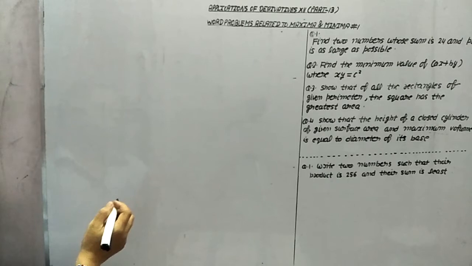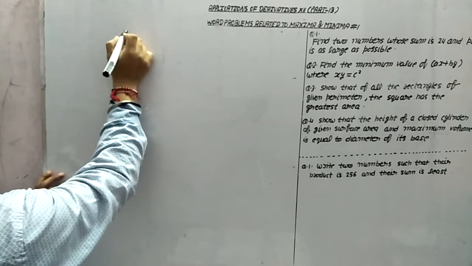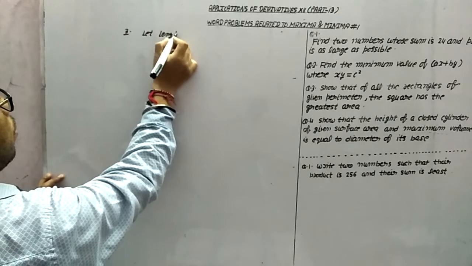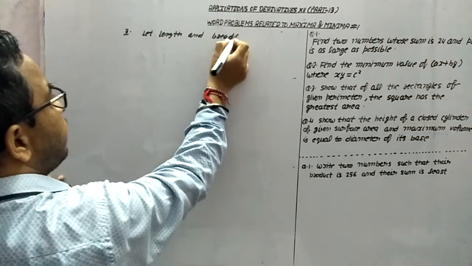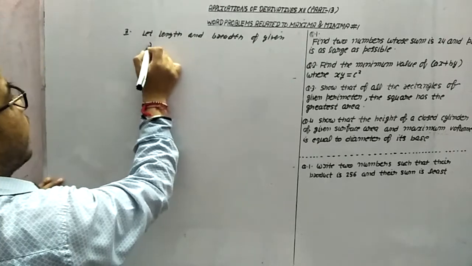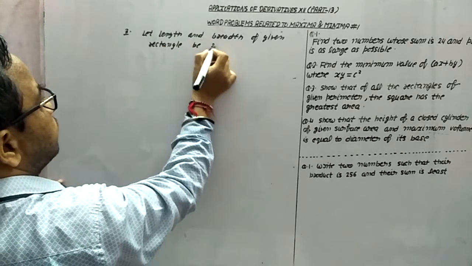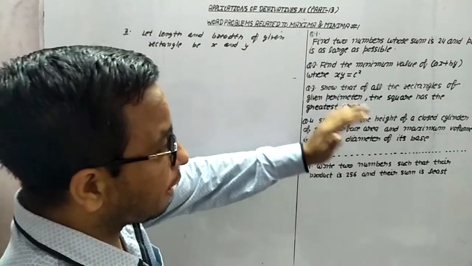Now in question number 3, show that of all rectangles of given perimeter, the square has the greatest area. Let the length and breadth of the given rectangle be x and y. Now we have to show that the square has the greatest area.